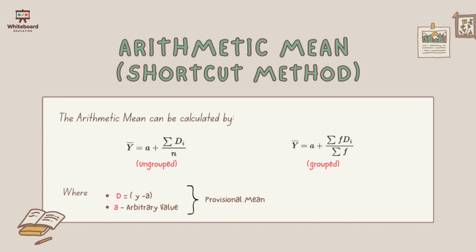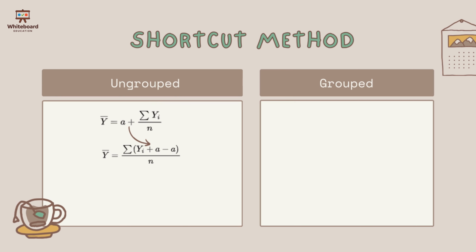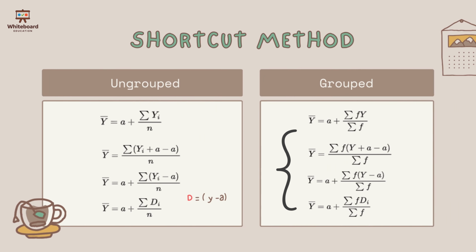Still a little confused? Let's understand the full derivation of how we got these formulas. First let's see for the ungrouped data: y bar equals the arbitrary number a plus the simple formula sigma y over n. Next we place that a with plus y minus y. Why, you ask? It is just to nullify the effect, and you might have learned this concept in mathematics. After that we place the a at its original location, and so y bar equals a plus summation y minus a over n. Now we know that d equals y minus a. So hence we get this formula: y bar equals a plus summation d over n. The same concept is applied in grouped data, as you can see.